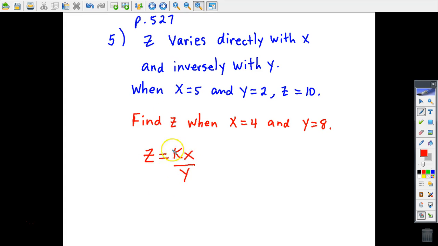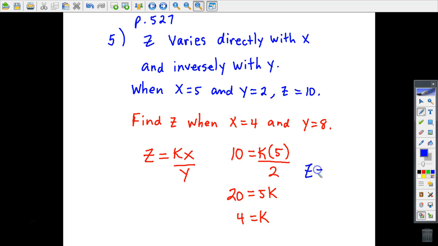And now find k by using these numbers. Okay, notice how they give us z, x, and y, everything but k. So replace everything except for k. And that's going to help you find what k is. You can solve for it. Multiply by 2 on both sides. Divide by 5 on both sides. And now we're able to get more specific. This is very general. There are no numbers in this at all. But now that we know what k is, we can write the actual function.